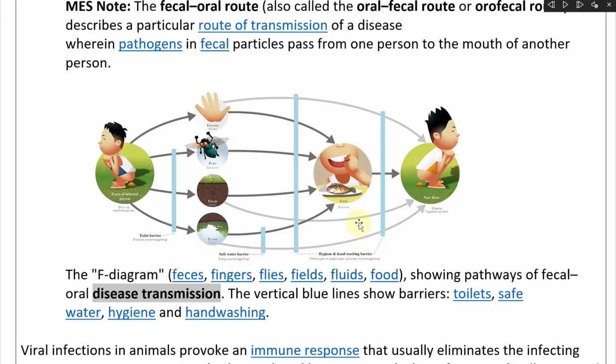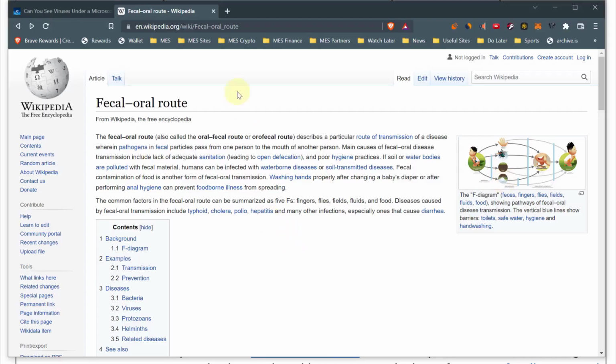Anyways, this image is a bit unclear when I copy and paste it here. So what I'll do is go to the Wikipedia site.